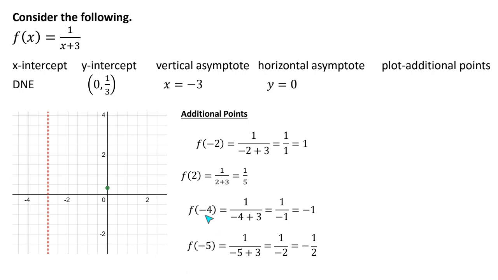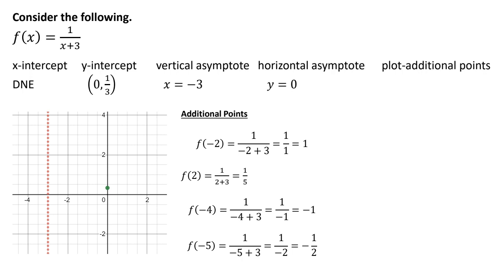And then I'm going to pick some on the left side of the vertical asymptote. So we plug in -4 for x. We're going to have -4 plus 3 is -1. So 1 divided by -1 is -1. And then if I choose the -5, we would have -5 plus 3 is -2. So we end up with a -0.5. So you can pick as many points as you need. I always like to pick at least a couple on both sides of the line.